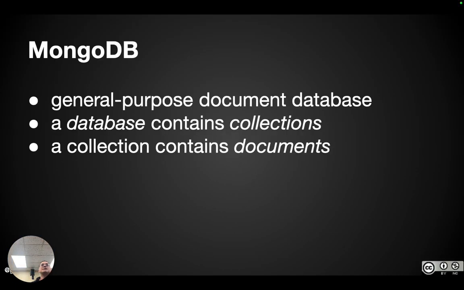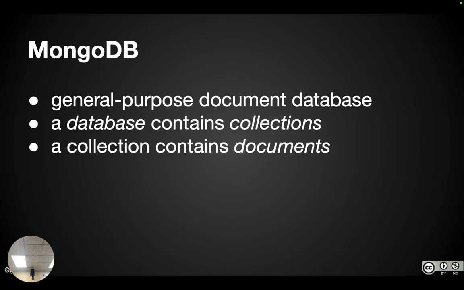So we need a couple of terms. MongoDB is a general purpose document database. Let's define a couple of terms, and then I'm going to make an analogy. In MongoDB, we have a database, and a database contains collections. A collection contains documents. So three important terminologies here for MongoDB: database, collection, and documents.